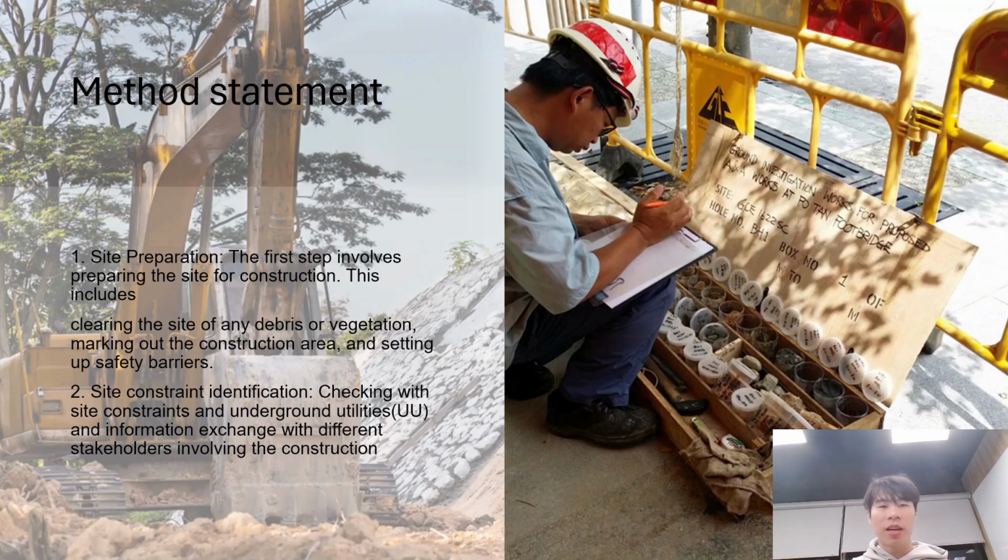Okay, and I am Poon Chan Ai, and I will talk about the method statement. First of all, the first step is site preparation. This step will involve preparing the site for construction. This includes clearing the site of any debris or vegetation, marking out the construction area, and setting up safety barriers. The second step is site constraint identification: checking site constraints and underground utilities, simplified as UU, and information exchange with the different stakeholders involved in the construction.